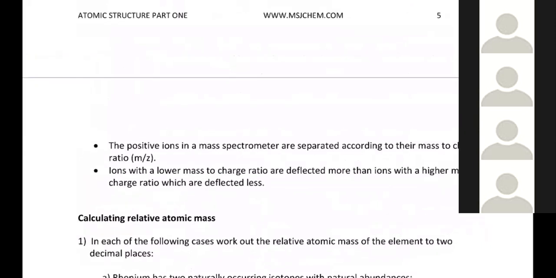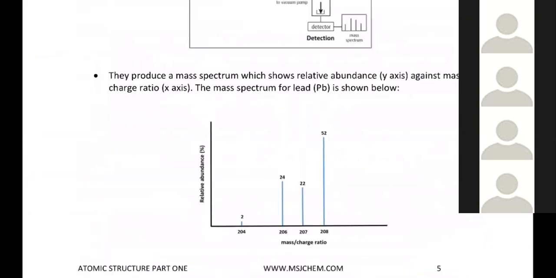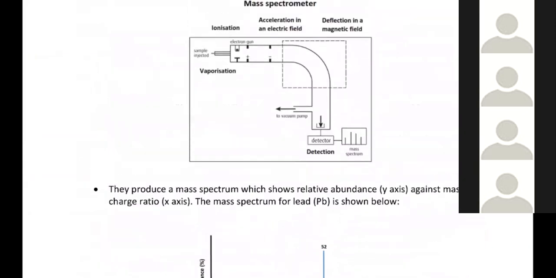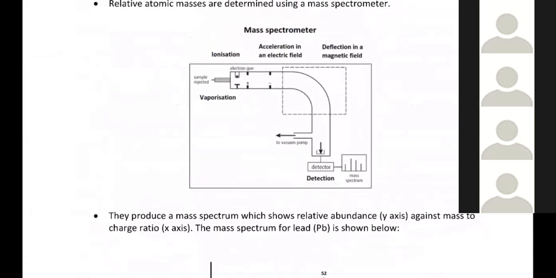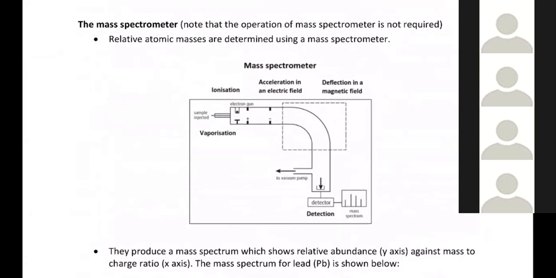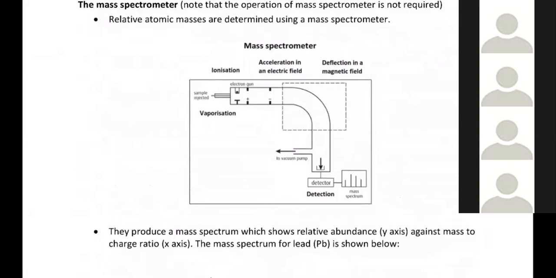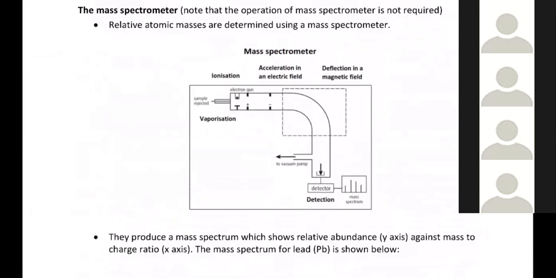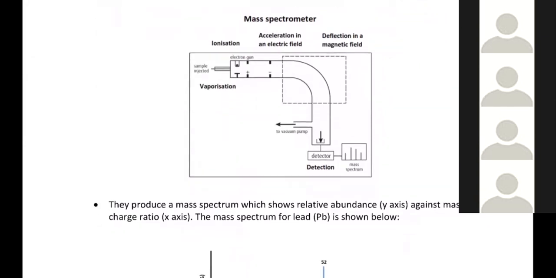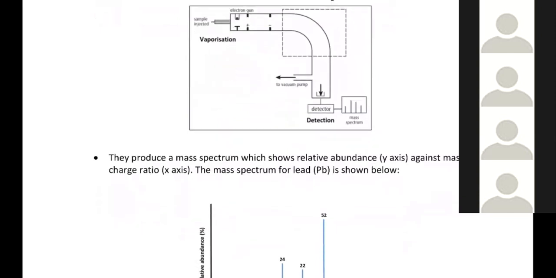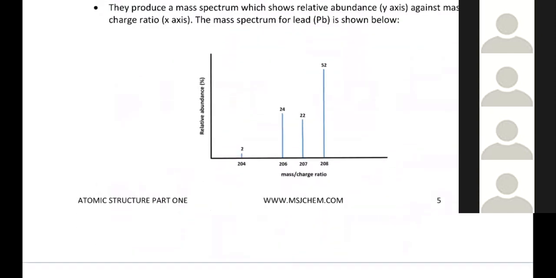The only thing that's different for IB is we talk a little bit about where they get these percentages from. How do they know it's that percentage? Because there's an actual machine called a mass spectrometer that they use to measure it. We used to have to know how this operated. They took that out, so you don't have to know all the parts of it. But we'll still talk about how they figure this out, because it's kind of interesting. And they end up with a graph that looks like this.